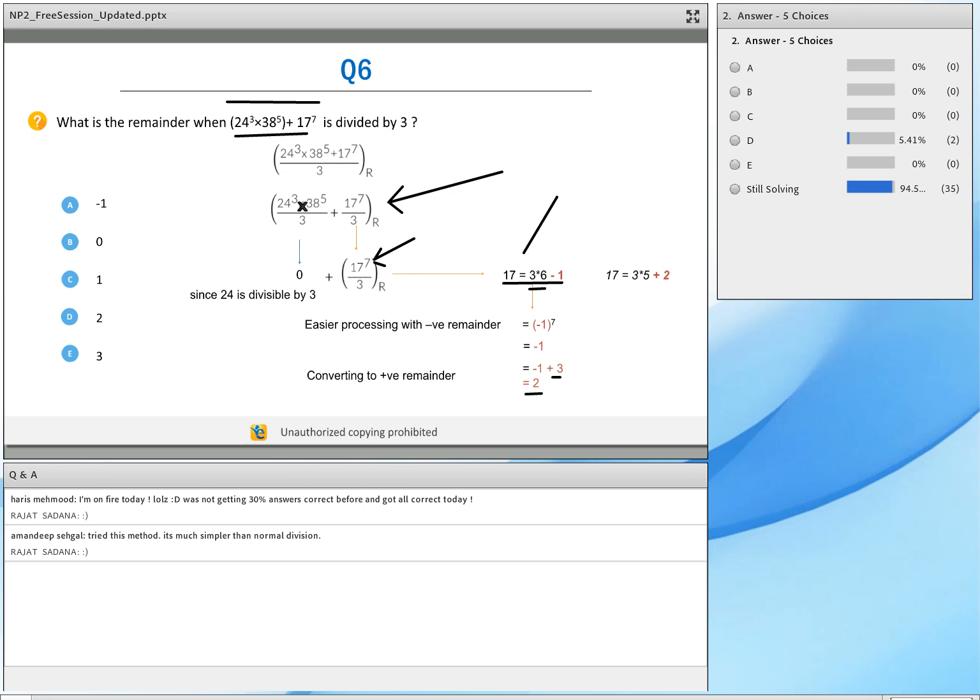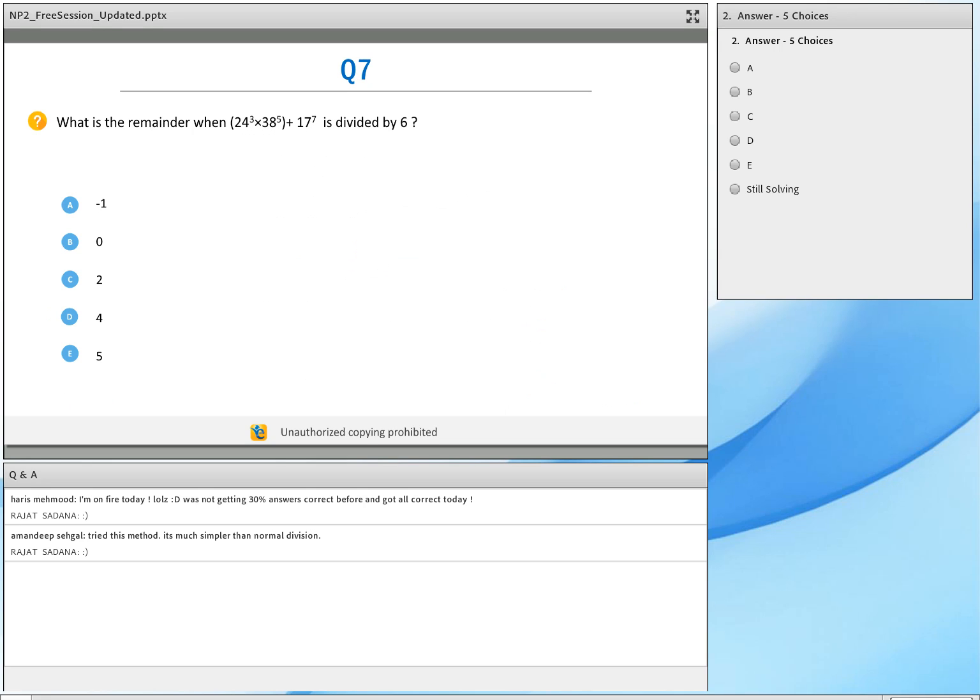All right, let's get to a few more responses. 5, 4, 3, 2, and all right, we have let's look at our next question. In this, you're going to find applying negative remainders is a lot easier.